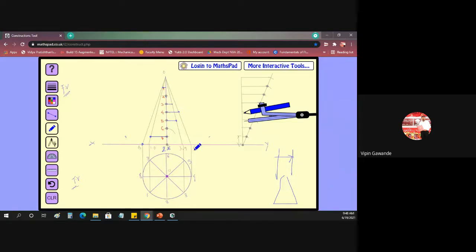Now 4 goes to 4, then 5 goes to 5. 6 is on the same line, 2, 6. So it is here only. 7 goes to 7 here, O7 line. And 8 goes to 8 here only. This is the last point. Now how to join these points? Again, you have to use the same fundamental.